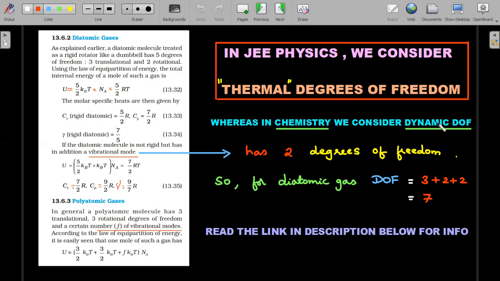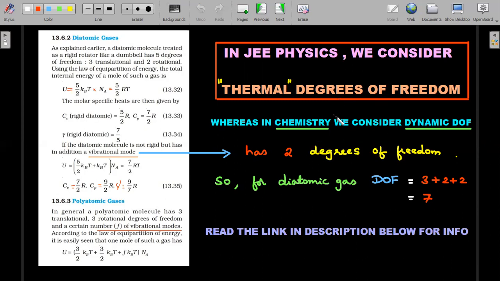Dynamic degrees of freedom discuss the mechanics of the body. Thermal degrees of freedom discuss the energies and thermal motion energies of the body. Thermal degrees is a better term, because if someone gives you the thermal degrees of freedom, you just multiply that number with half kT, and you will get the energy of that particular system.